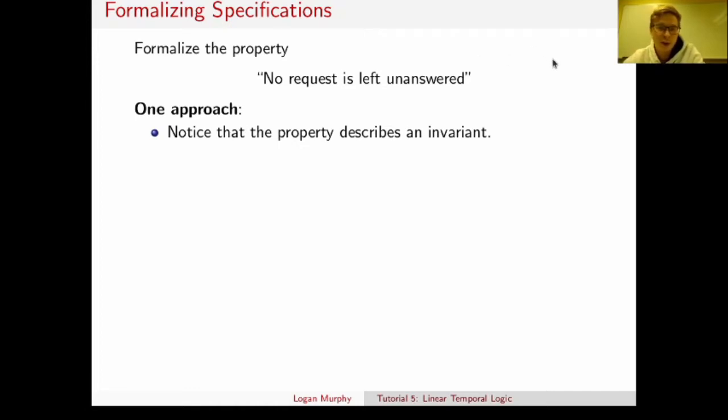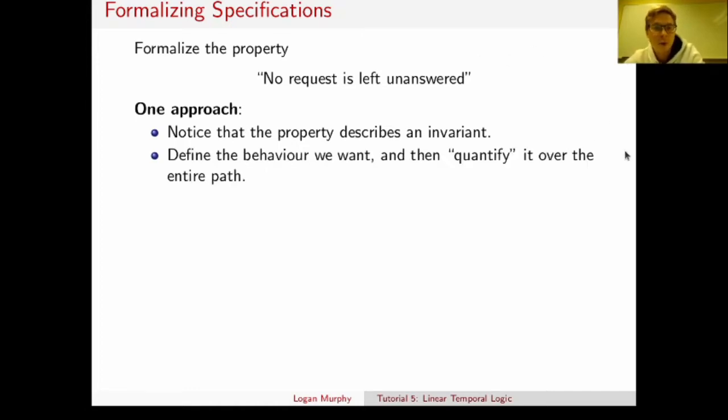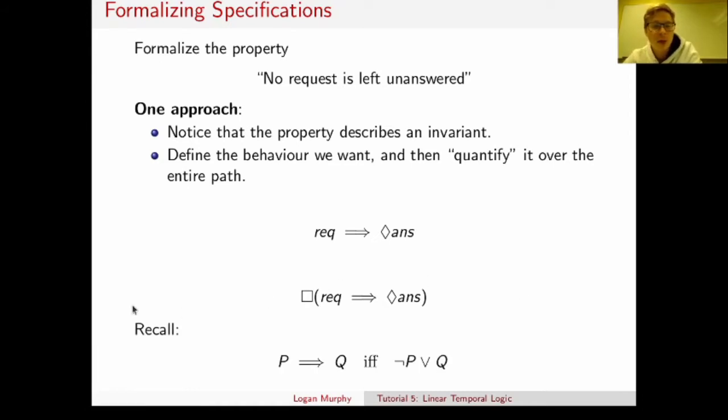So here, one strategy we can use is to define the local behavior that we want, and then quantify it over the entire path. For example, this is the local behavior we're looking for, right? This is saying, okay, I see the label rec, and this implies that I'll eventually see the label ans. And of course, if we want to quantify that over the entire path, we just wrap that whole thing in this always operator, right? Pretty straightforward.